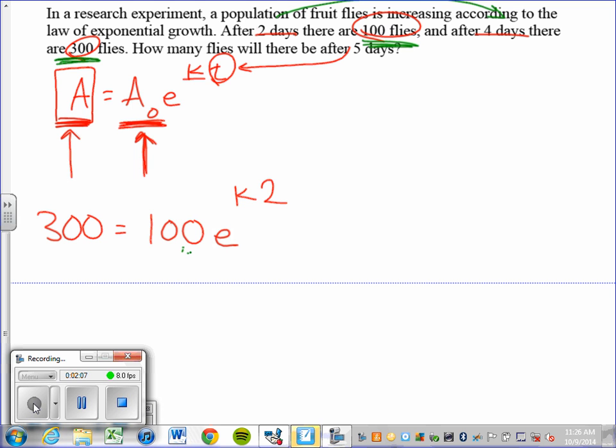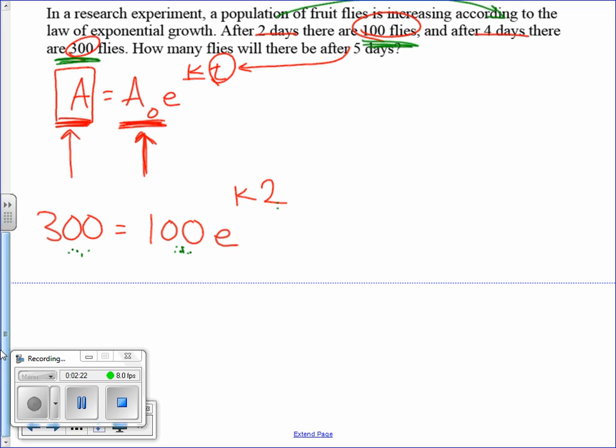Okay, so is this the original amount? No, it is not. But I know that at one point there were 100, and then it grew to 300, and it took 2 days for that to happen. So what I'm getting from this equation is the growth rate, which is going to help me determine how many flies are in this population after 5 days.